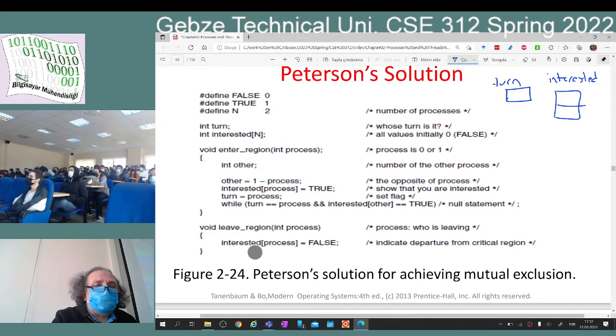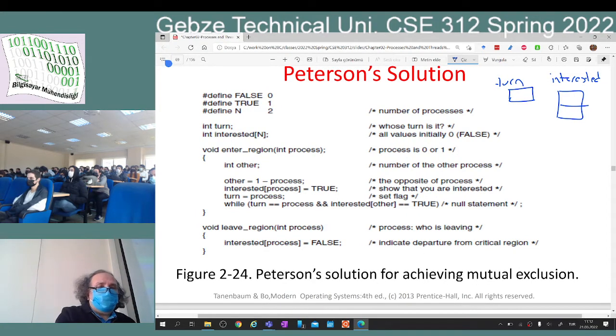Let's look at the leave region first. You simply pass your process ID. If I am process number 0, interested 0 becomes false. So I am putting F here. If both of them are F, that means that none of them are in their critical region, and they are not interested in their critical regions. So anybody who wants to enter the critical region can enter the critical region. That's the meaning of it, right? So that's one thing.